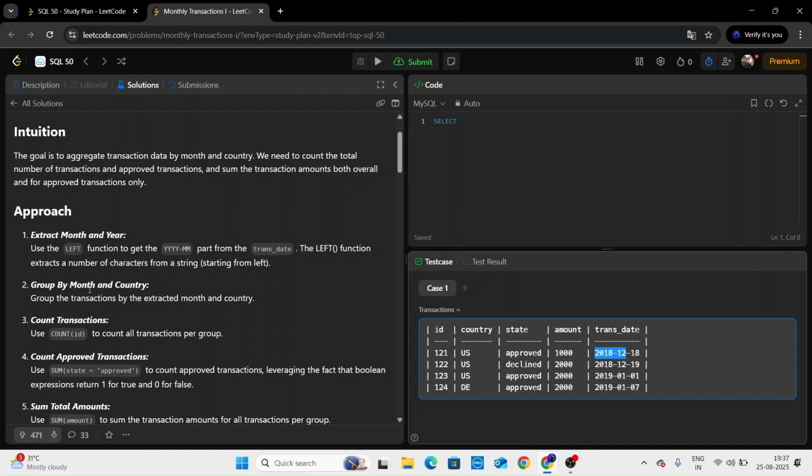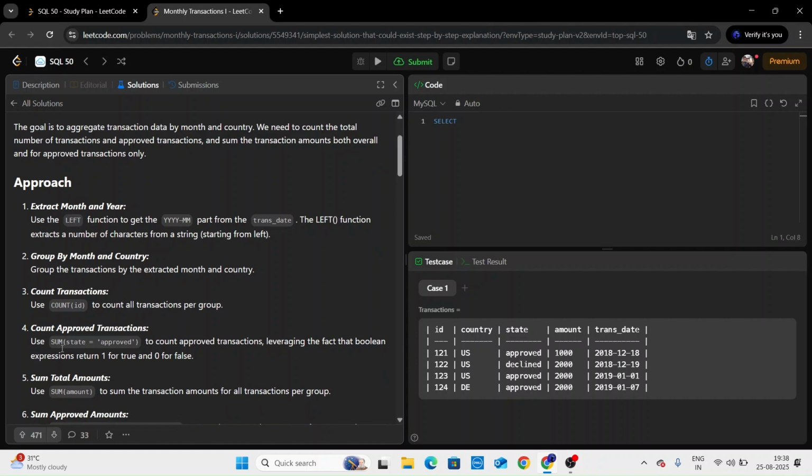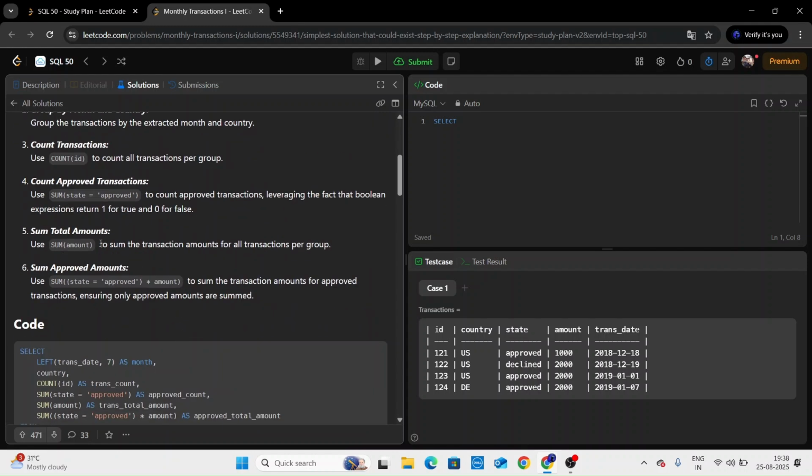Okay, group, I already know. We need to group the transactions based on month and country. We need to use COUNT(id) to count all transactions per group. And we need to use SUM on state for approved transactions only. Then we need to use SUM of amount for all the amounts. Then lastly, we need to use SUM of approved amounts. Okay, sum of approved amount. Why is it like that?